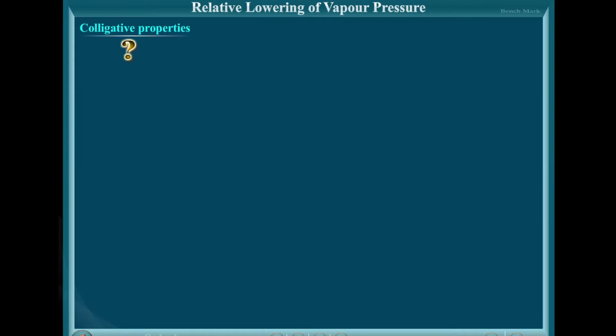Dilute solutions of non-volatile solutes exhibit a certain set of properties which are independent of the identity of the solute, and their values depend only on the molar concentration of the solute in the solution. These properties are collectively called colligative properties. Colligative properties may thus be defined as the properties of dilute solutions.